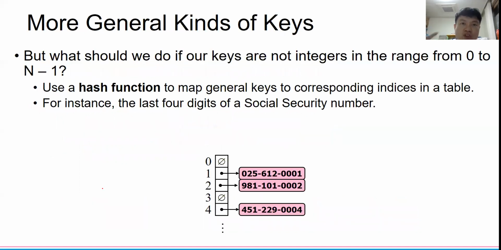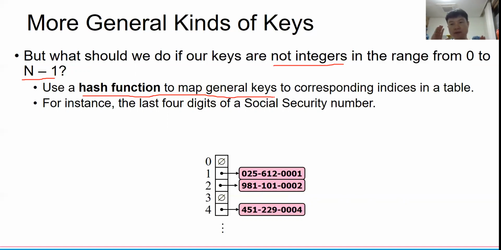Now, if we have more general kinds of keys, okay, if you just think that the map has a key, and now you learn that the key is 0, 1, 2, 3, 4, and so on. Okay, it's easy. But what if the key is not an integer? What if our keys are not from 0 until n minus 1? So the hash function is used to map the general keys to corresponding indices in the table.